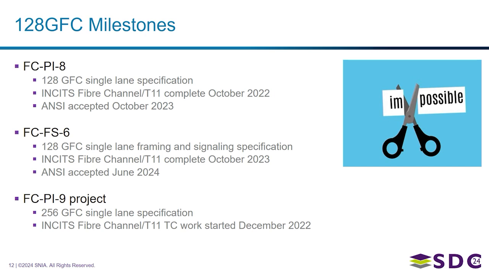The framing and signaling standard is another component that goes with the physical interface standard. Those two standards typically progress together. The physical interface defines exactly what's on the wire, whereas the framing and signaling describes how to interpret the things on the wire. Finally, I want to point out that the physical interface PI9 project has been approved, and we're already working on that. That work actually started, as you can see, basically 2 months after we completed the 128 gig specification.